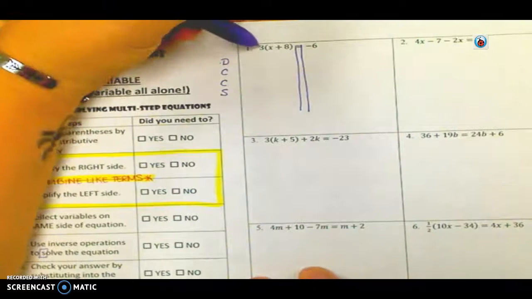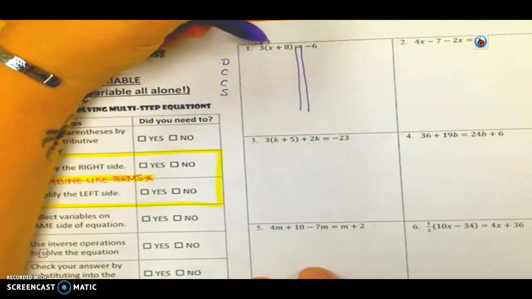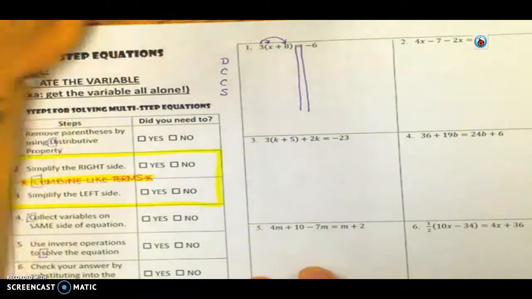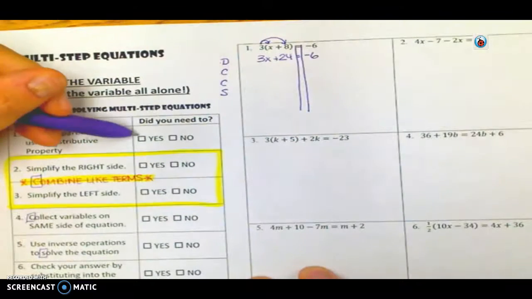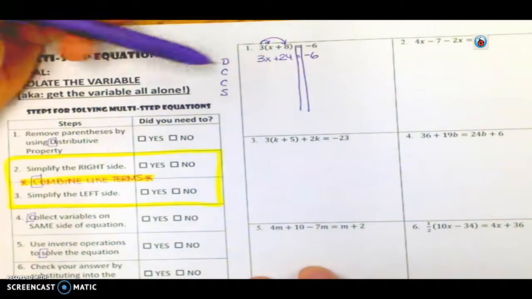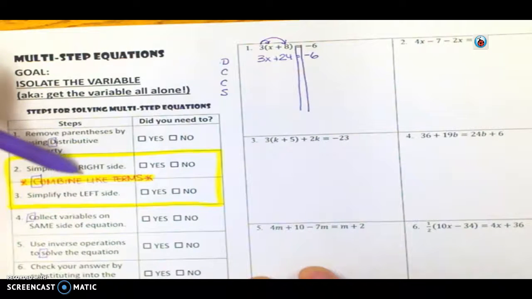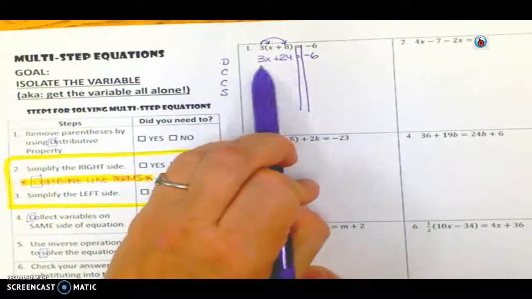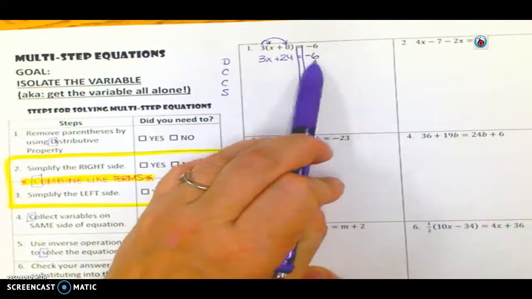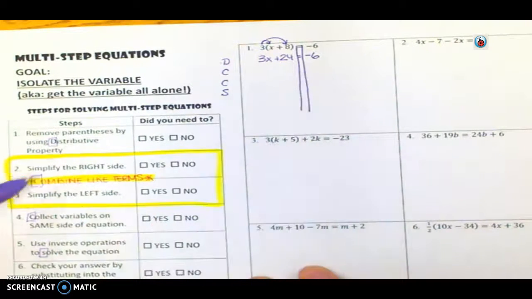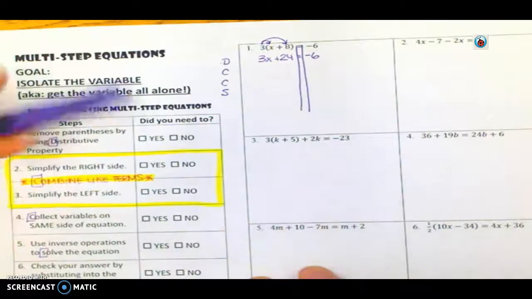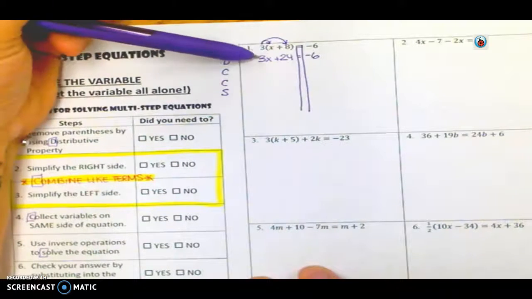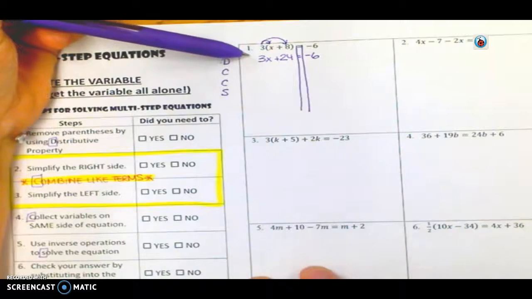So I see parentheses and there's multiplying happening, so I'm going to go ahead and distribute. And I get 3x plus 24 equals negative 6. So I distributed on that side. Again, I'm not moving anything yet. Do I have any like terms that I can combine on the left? No, I don't. I don't have any like terms on the right to combine. When it's combining like terms, it does not mean you're crossing the equal sign just yet. There's no variables on the other side. They're already on the left-hand side, so that is fine.